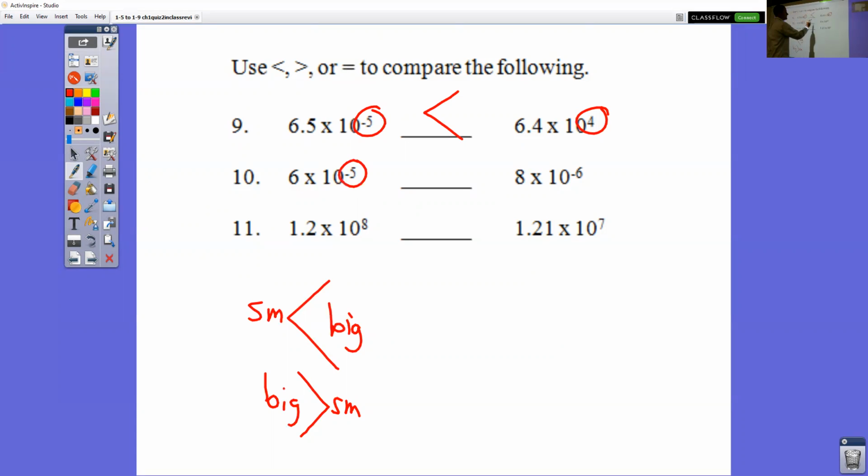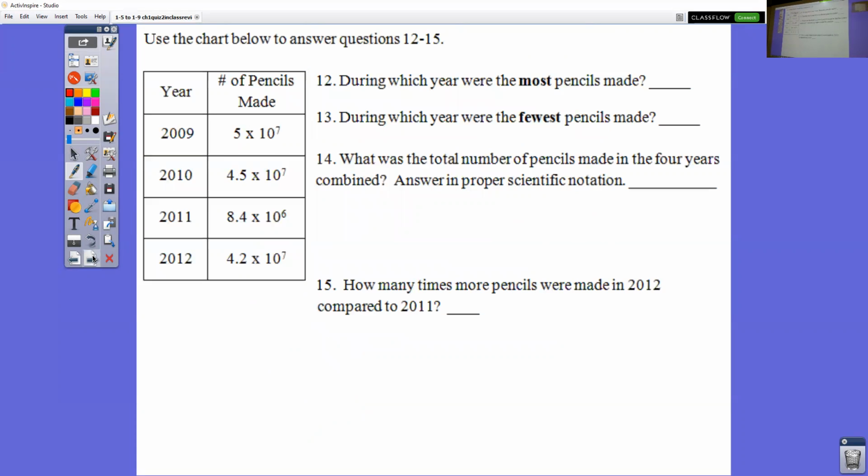We're comparing a negative 5 and a negative 6. The farther away from 0 a number is on the number line, the smaller it is, being negative numbers. So negative 6 is smaller, so that's going to be greater than. Here we have an 8 versus a 7. 8 is bigger, so it is greater than.